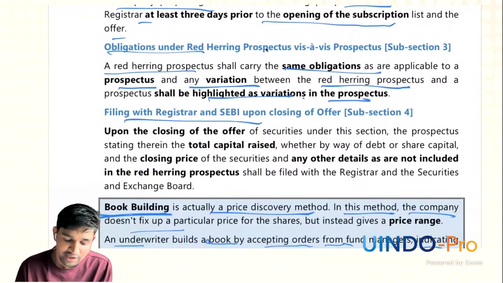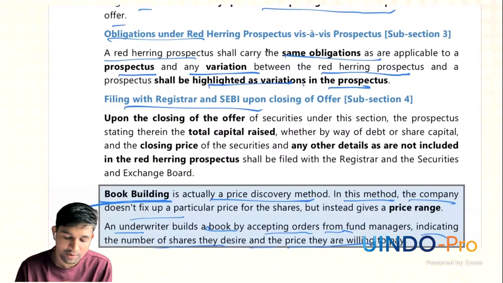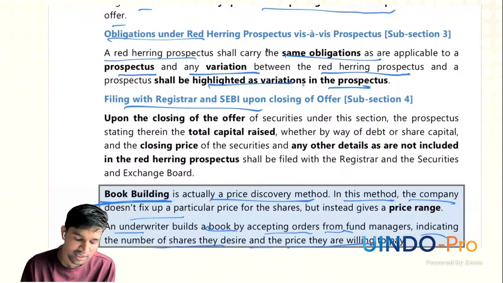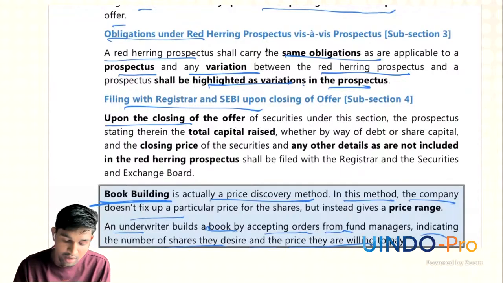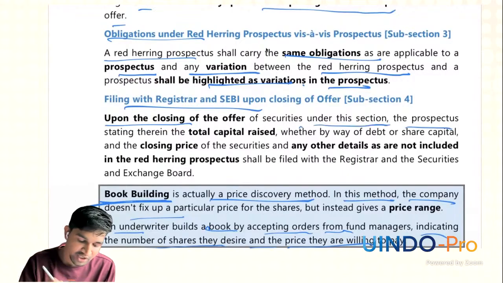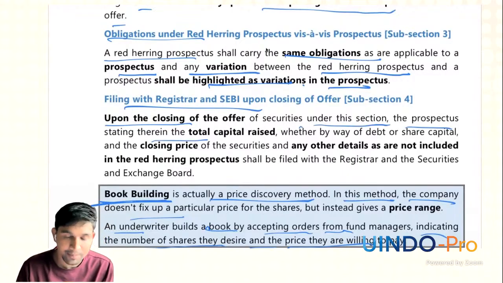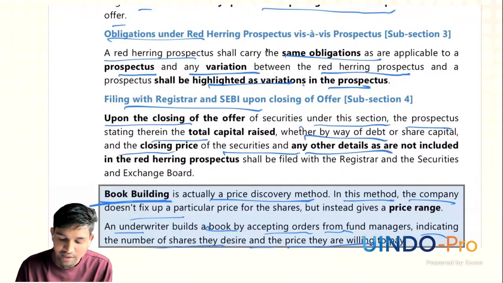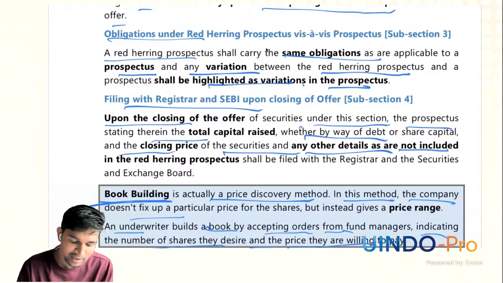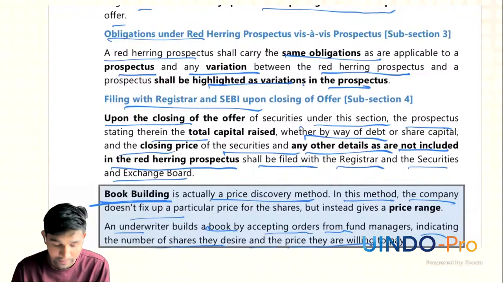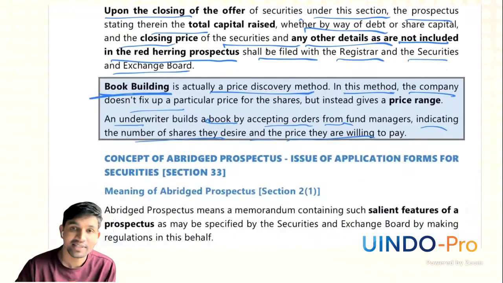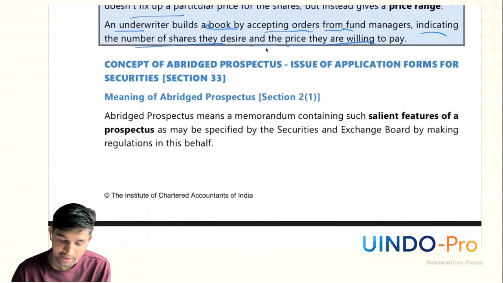Filing with registrar and SEBI upon closing of offer. Subsection 4 of section 32 says that upon the closing of the offer of securities under this section, the prospectus stating therein the net total capital raised, whether by way of debt or share capital, and the closing price of the securities and any other details as are not included in the red herring prospectus shall be filed with the registrar and the Securities and Exchange Board.